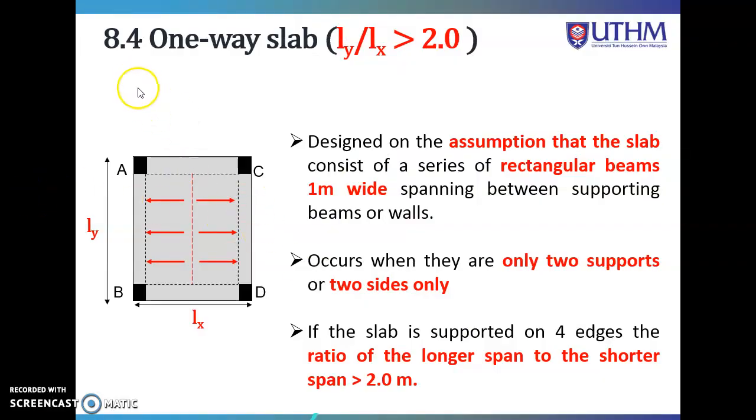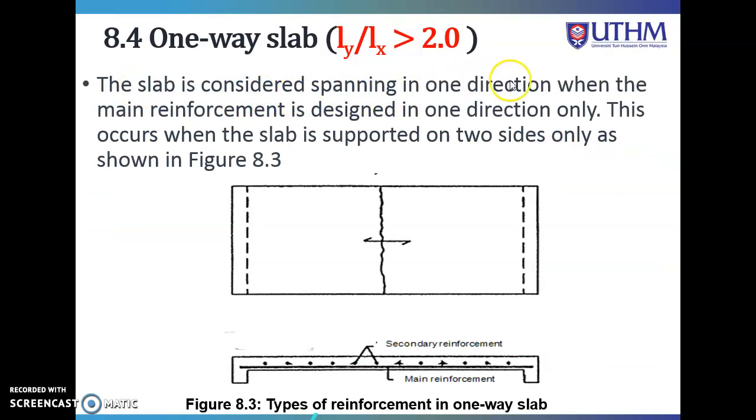Okay, so the slab is considered spanning in one direction when the main reinforcement is designed in one direction only. Okay, this occur when the slab is supported on the two sides. Okay, yang macam saya cakap tadi, bila mana ada two sides only, so dia akan ada dia punya load distribution akan bahagi kepada dua. Dari sini kepada side ini dan load ini dia akan dibagi kepada beam ataupun wall kat sini. So this is the type of the reinforcement in one-way slab.